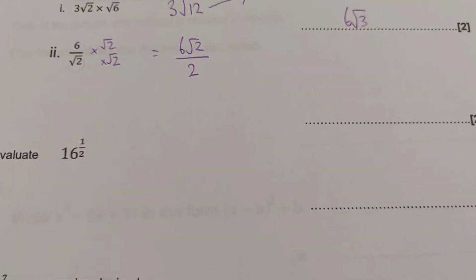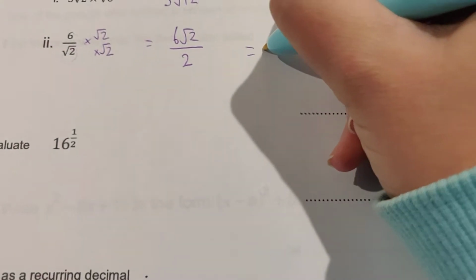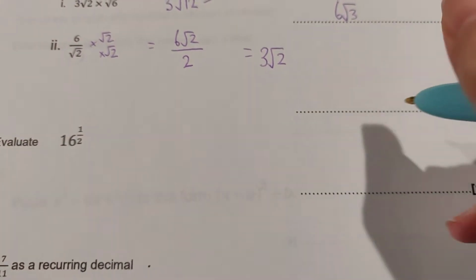Now can you simplify that any more? Well, 6 divided by 2 is 3. So actually that would just be 3 root 2.